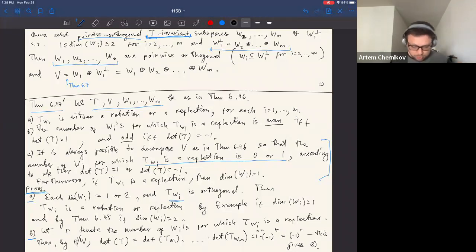Okay, and let's finally prove part C. So I pause for a second, and then I switch the page. Let me know if there are any questions so far.